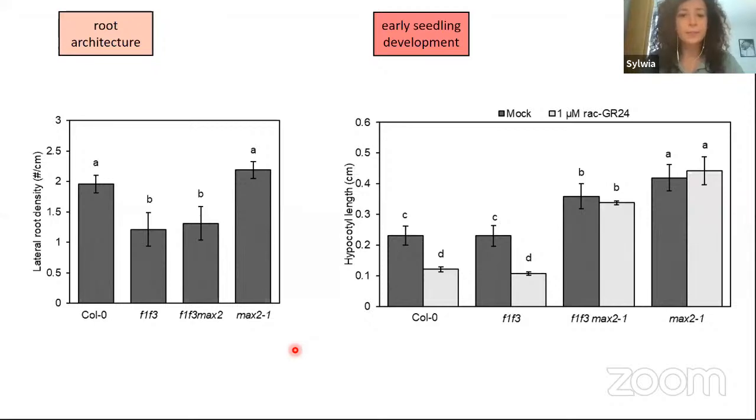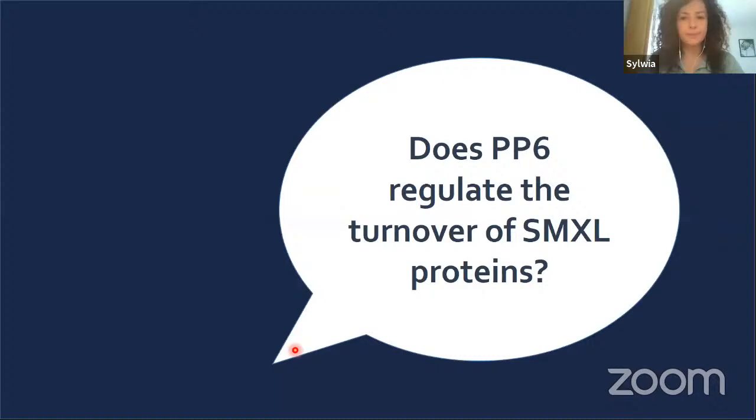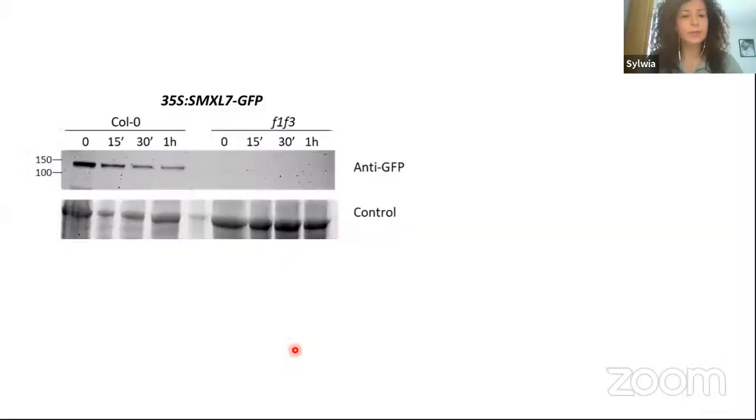So does PP6 regulate the turnover of SMAX proteins? To test that, we expressed SMAX7-GFP in Col-0 background, but also in the double mutant F1, F3 background. Then we treated plants with GR24 and collected samples at several time points. What we noted is that already in mock, the expression of SMAX7 was very, very low. So this could indicate that the stability or turnover of SMAX7 is dependent on PP6. This is also quite a preliminary experiment, and we still need to confirm it.